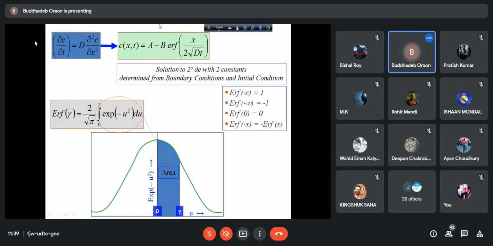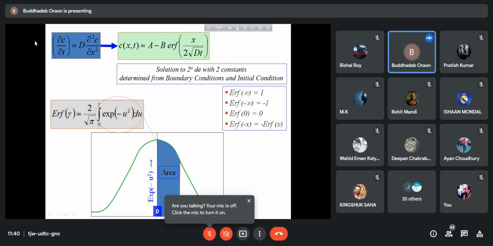In this equation, c as a function of x and t equals A minus B times the error function of x divided by 2 root Dt. So this type of solution comes. So we need to have an idea of the error function. You can see the error function properties. Now let me explain the basic significance of this error function. The properties of the error function have been written here.